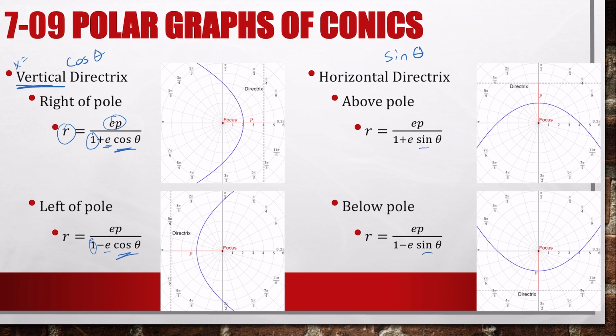Vertical directrix will be x equals some number, and cosine is x. Horizontal directrix will be y equals some number, and sine is y. And then if the directrix is in the positive area, it's a plus. If it's in a negative area, like to the left or below, we have a minus.